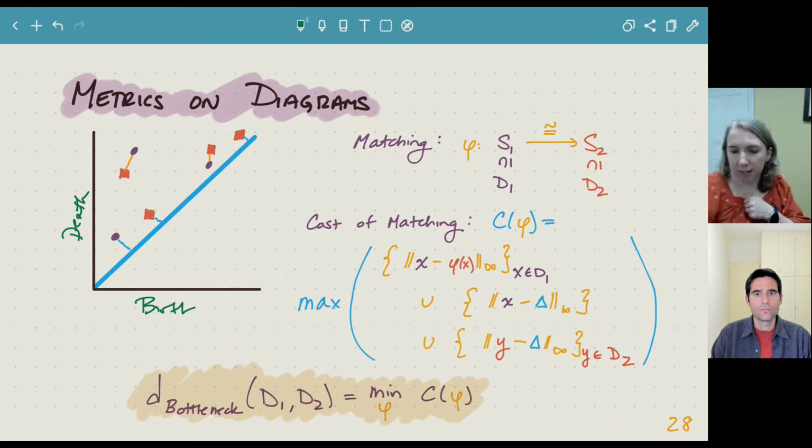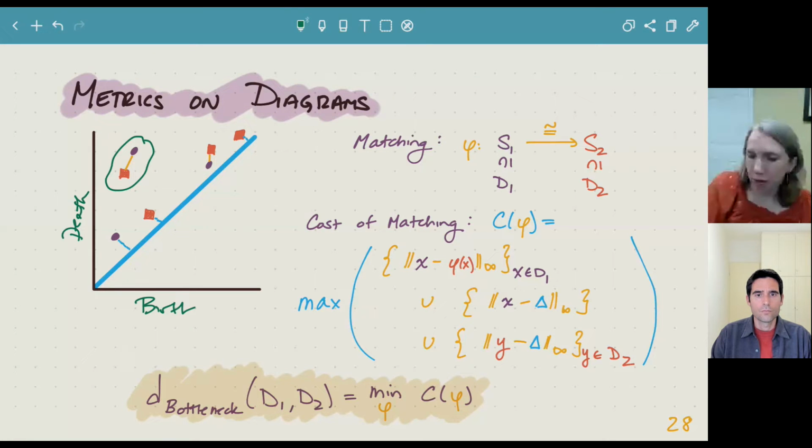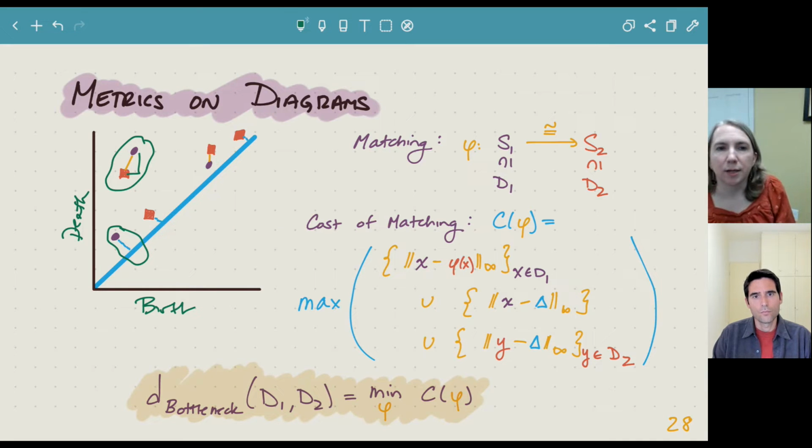So the idea here is that things that are far from the diagonal should generally be matched together, otherwise your distance is going to be large. But if you're close to the diagonal, you're almost the same thing as not being there at all. And so what we can do is measure distance based on the minimum cost of this matching, where cost is defined as how far apart any two points in the matching are, right?